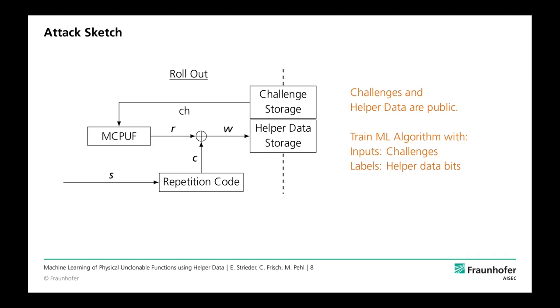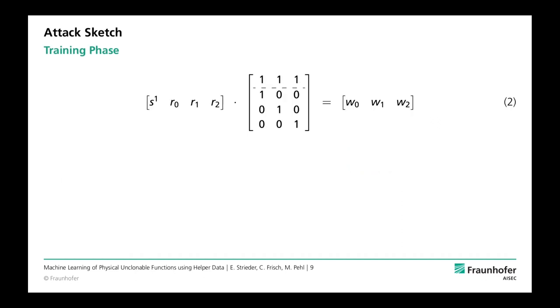But we know one additional thing. We know how the fuzzy commitment scheme generates the helper data bits. This only depends on the generator matrix of the used error correction code. We now rewrite this generator matrix. This is the rewritten matrix representation of the fuzzy commitment scheme.